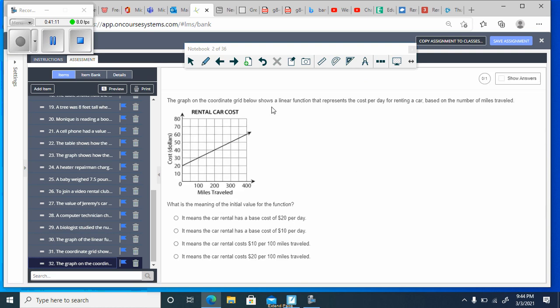The graph on the coordinate grid below shows a linear function that represents the cost per day for renting a car based on the number of miles traveled. Cost, miles. What's the meaning of the initial value? That means it's going to cost you $20 even if they don't drive any miles. It means that the rental car has a base cost of $20 per day. That's what it means right there. Okay.